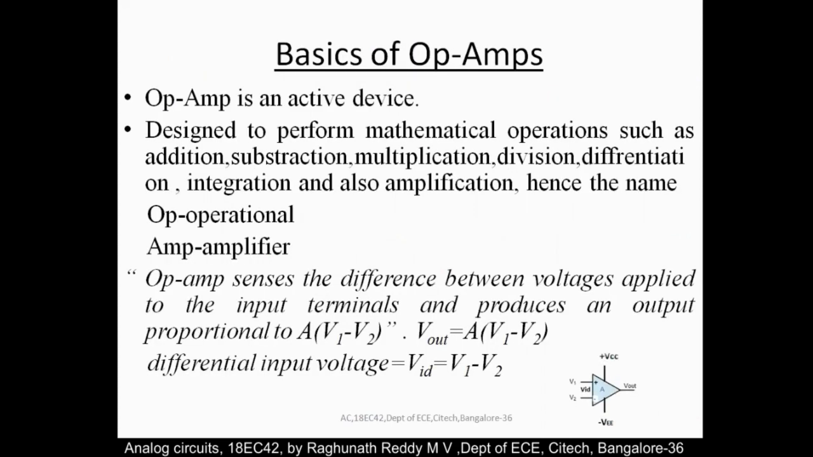Op-amp is an active device designed to perform mathematical operations and amplification, hence the name operational amplifier. Op-amp senses the difference between the two input voltages and produces an output. The proportionality constant is called A, where A is called the open loop gain, and V1 minus V2 is called the differential input voltage.